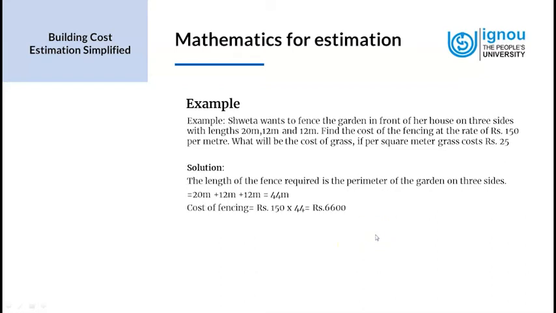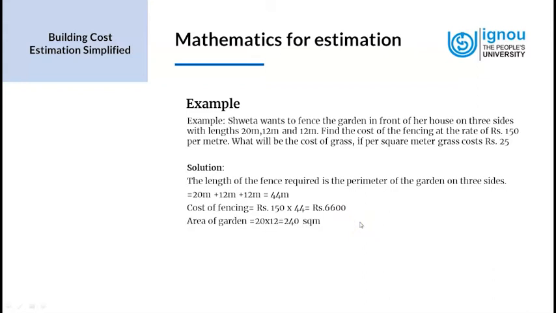So this is the perimeter of the garden, and so the cost of fencing would be per rate, which is per meter it is 150 rupees. So we multiply it by the perimeter that we got. So the total amount becomes rupees 6,600.